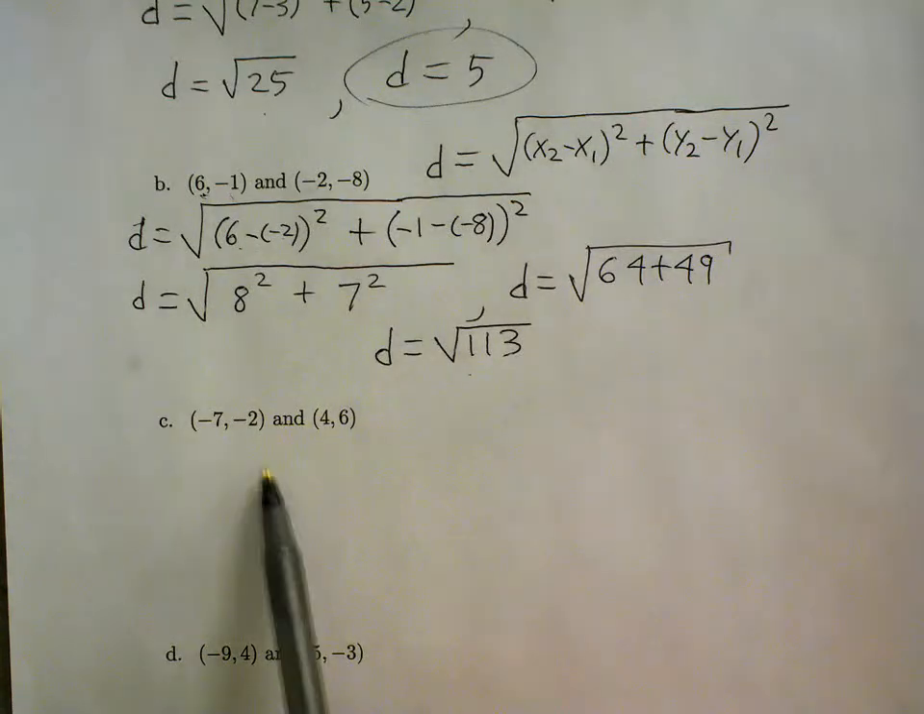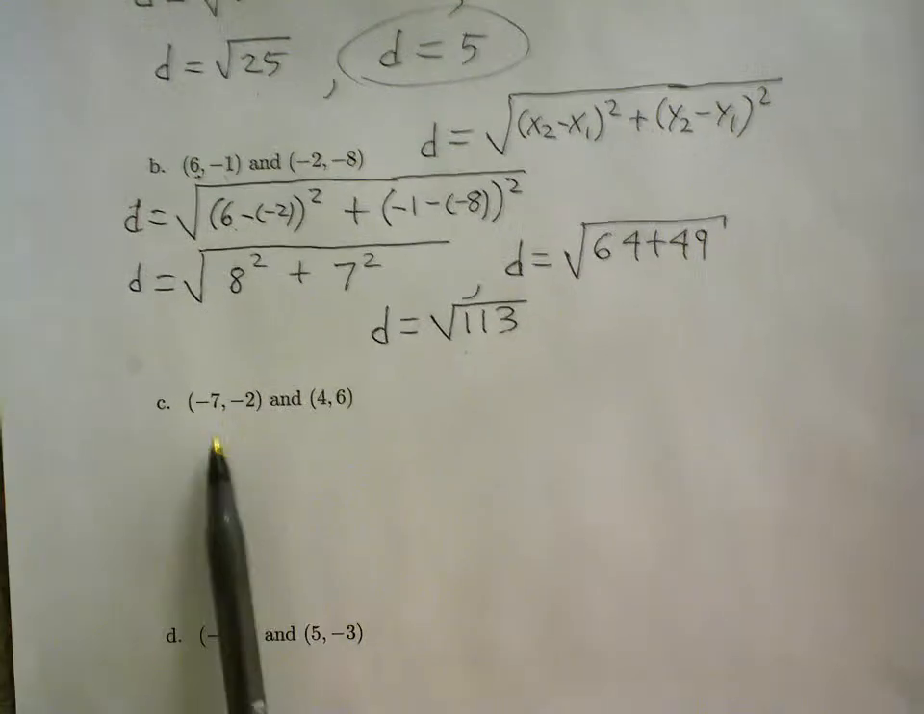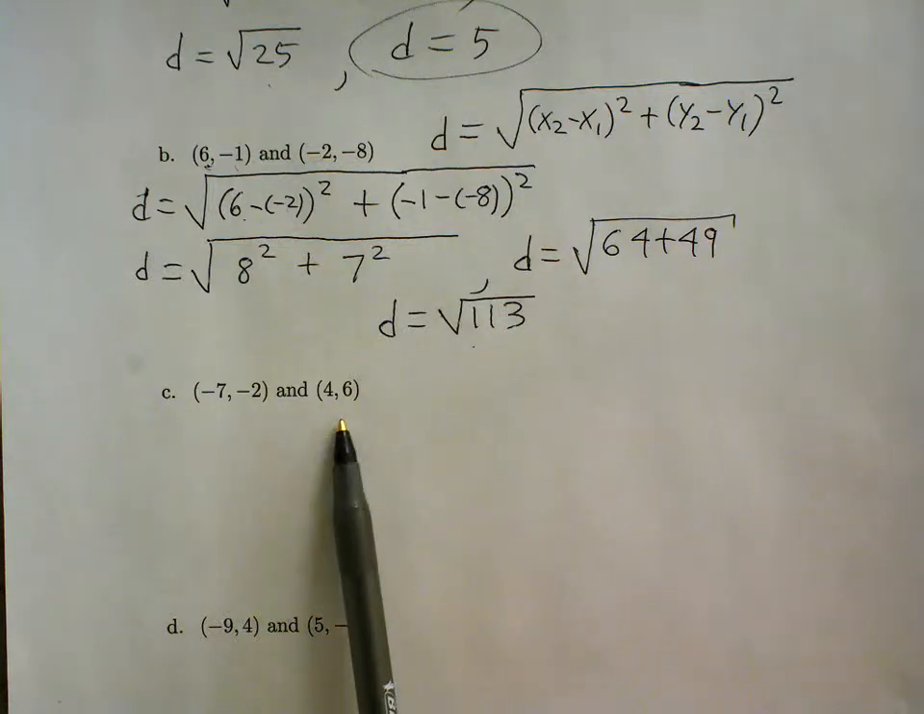Work on this for about a minute, and then we'll compare answers. Find the distance between the points with coordinates -7, -2, and 4, 6.